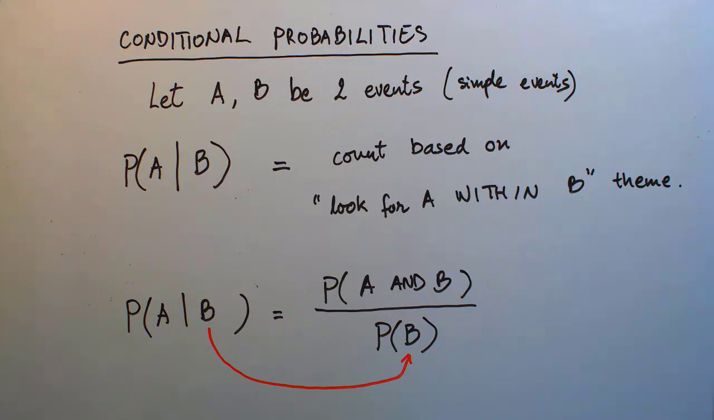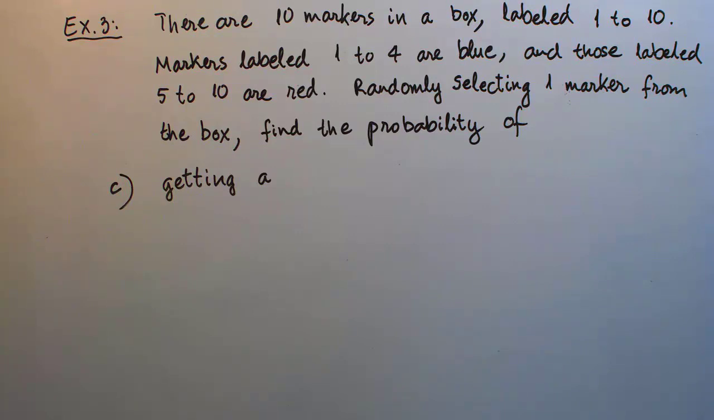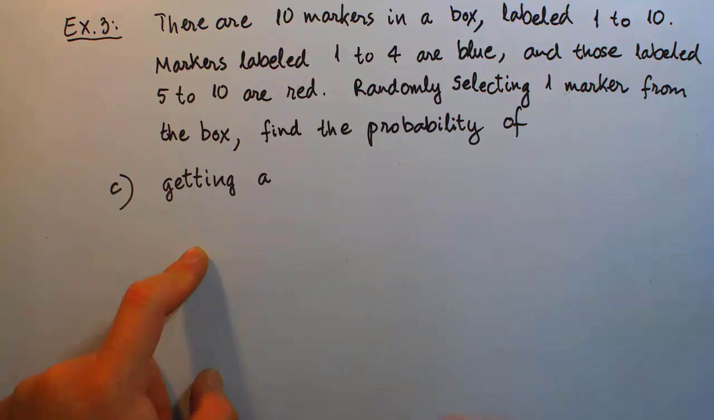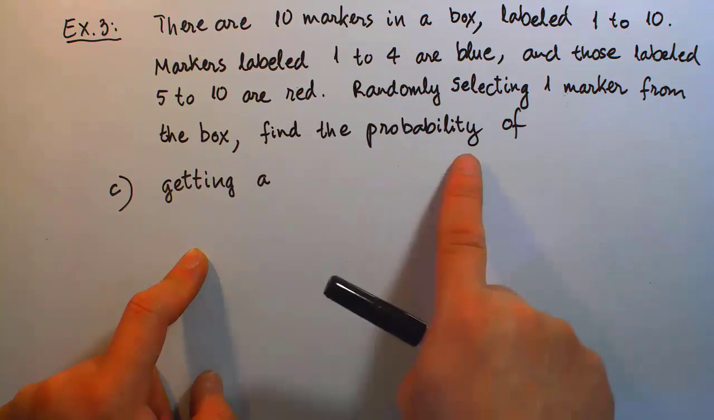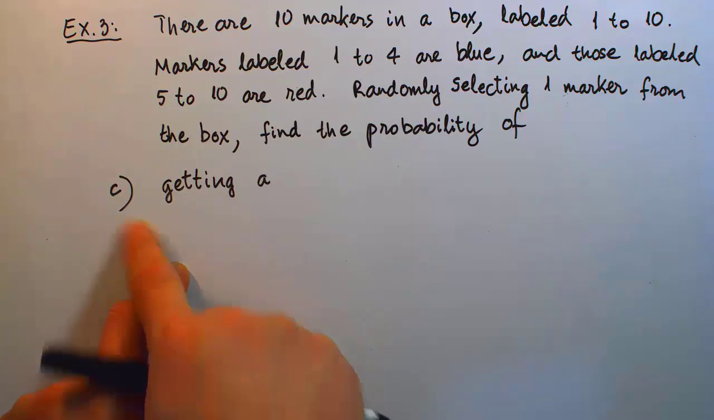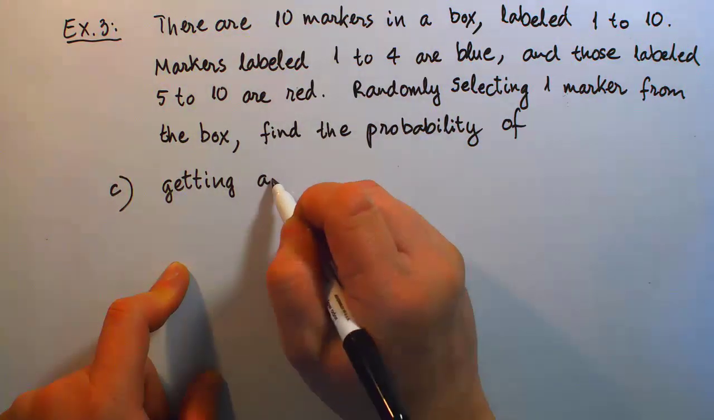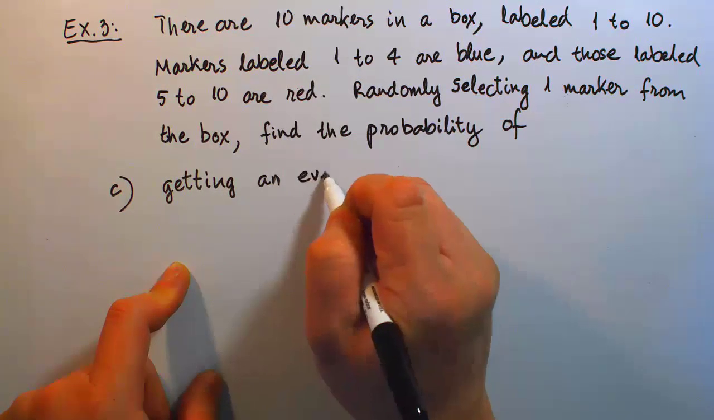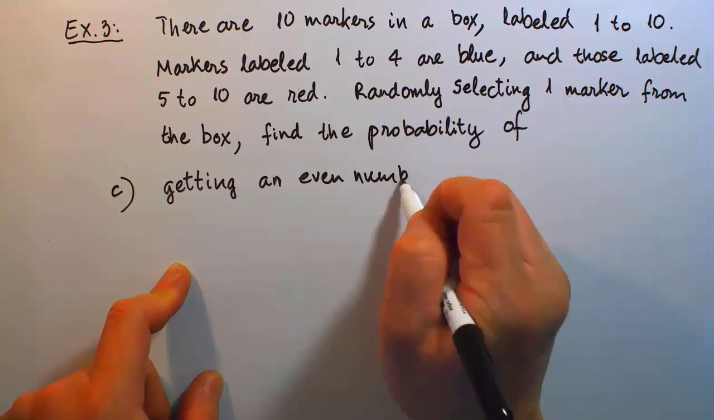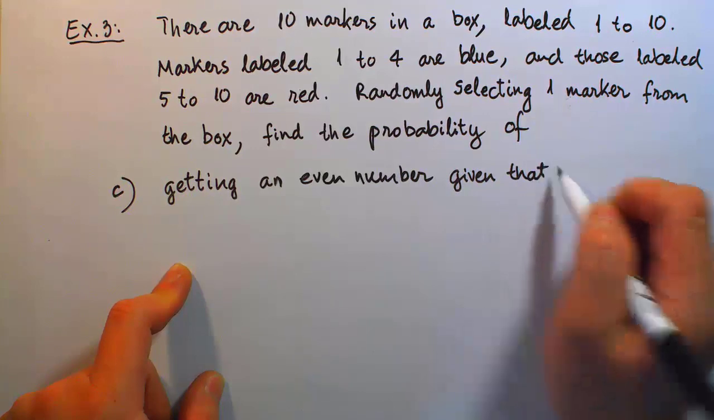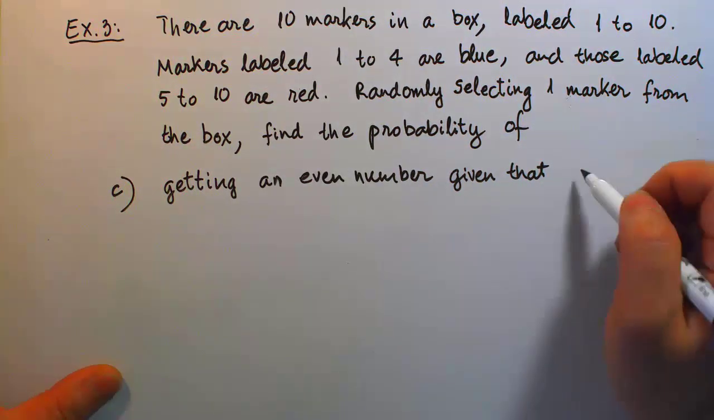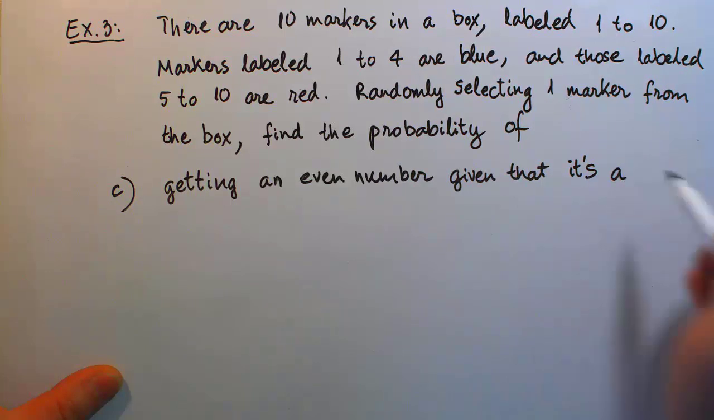And so after we've learned, hopefully clearly enough, how to find a conditional probability, let's apply what we've just learned to answer another question. What about finding the probability, in question C of our example, of getting an even number, given that it's a blue marker? Be aware that now we're about to work with another conditional probability.